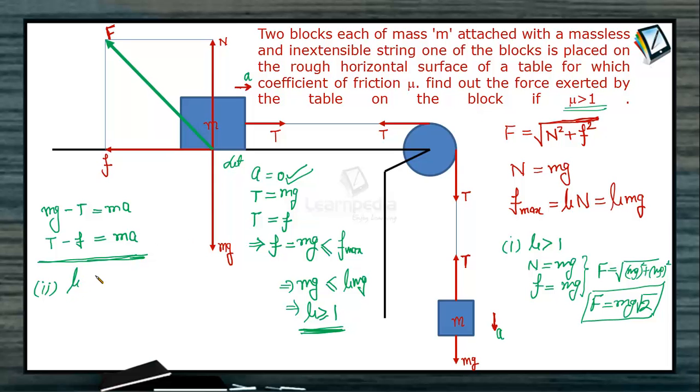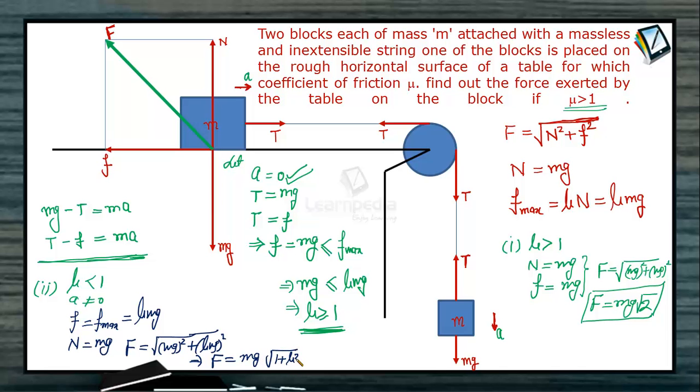If mu is less than 1, then we know that acceleration is non-zero. Acceleration is going to take place. So in this case friction would be at its maximum because motion is taking place. So friction would be mu mg, and normal reaction as usual in this case also would be mg. So the force exerted by the table on the block would be the square root of N squared plus F squared, where F is mu mg. So in this case F is equal to mg under root 1 plus mu squared.